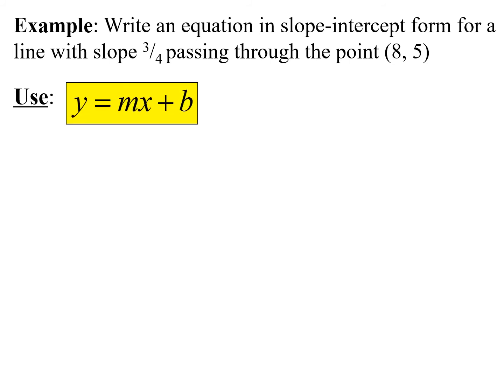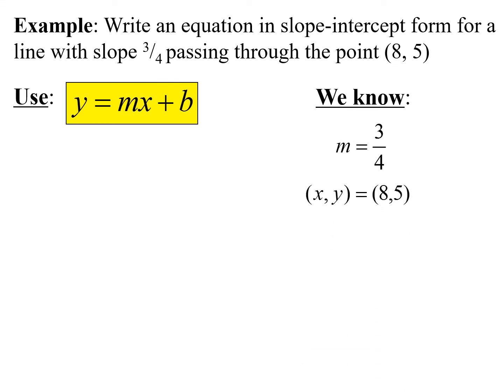Now we want to use y = mx + b. We know that the slope is 3/4 and that a point that is on the line, an x value and a y value, is equal to (8, 5). So what I'm going to do is plug m into my equation, and plug my x and my y value in accordingly. So y is 5, m is 3/4, x is 8, and then we have plus b. So let's go ahead and solve for b.